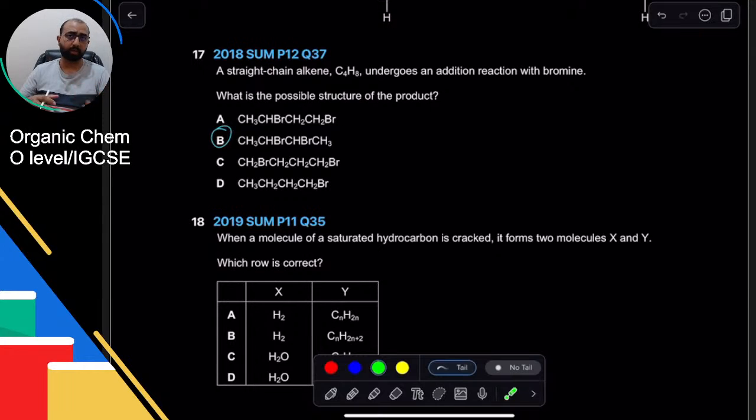Now, how do you know which one is first, which one is fourth? It doesn't matter. You start counting from either end. You just pick the smaller numbers. So if I count from here, this first carbon has bromine and this fourth carbon has bromine. If I count from this side, it's first or fourth. So this is fine. But can they have bonds with each other? No, they never had a double bond between them.